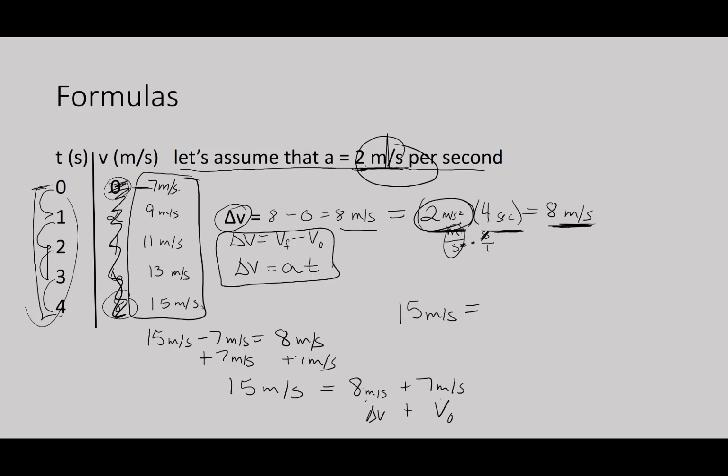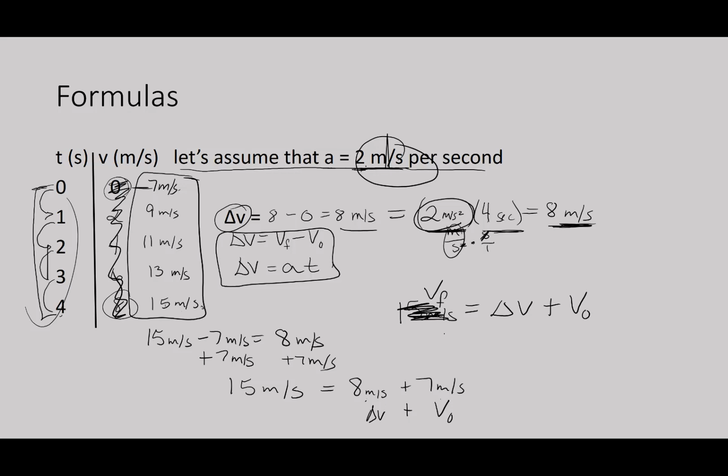So this 15 meters per second that we had, we could have found that by taking our change in velocity plus our initial velocity. Oops, I didn't want 15 there. I wanted final velocity there. So that is one way that we can also find our final velocity.